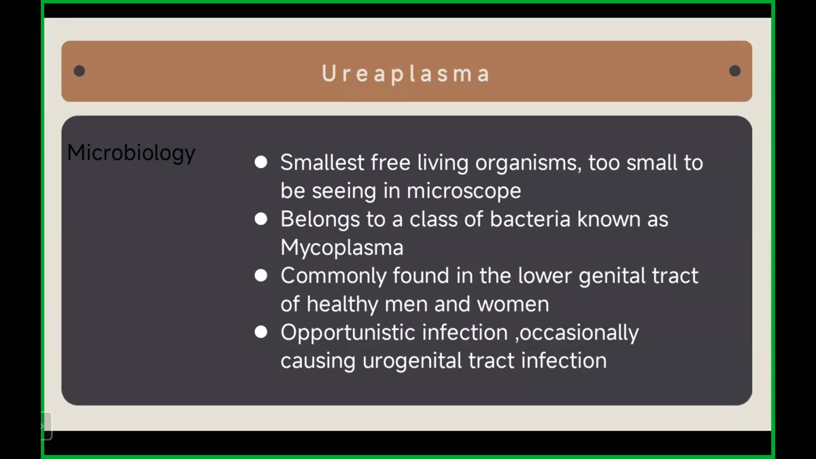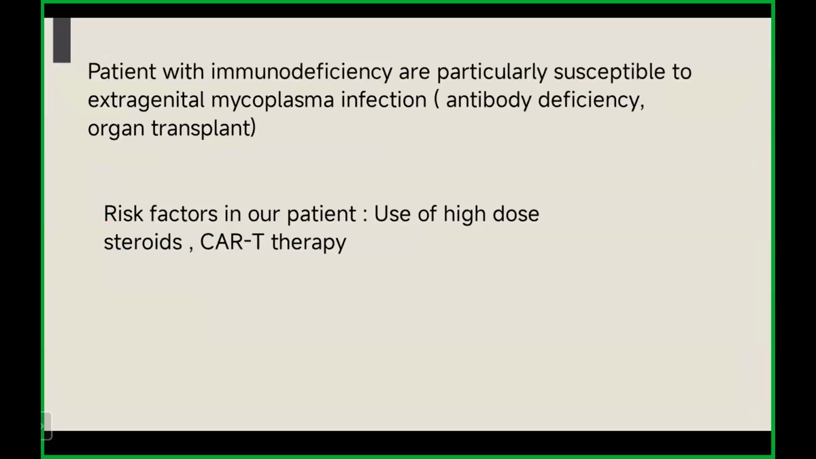A little bit of microbiology: Ureaplasma are small free-living organisms, too small to be seen under the microscope. They belong to a class of bacteria known as mycoplasma, and they are commonly found in the lower genital tract of healthy men and women. Interestingly enough, they are opportunistic, occasionally causing urogenital tract infection. Patients with immunodeficiency are particularly susceptible to extragenital mycoplasma infection, whether from antibody deficiency or organ transplant. Lung transplant patients especially are very susceptible to hyperammonemia toxicity caused by Ureaplasma. In our case, the risk factor in our patient was high-dose steroids. She was on steroids for a long time, and she was also on CAR-T therapy. That's why she was susceptible to a blood infection from Ureaplasma.